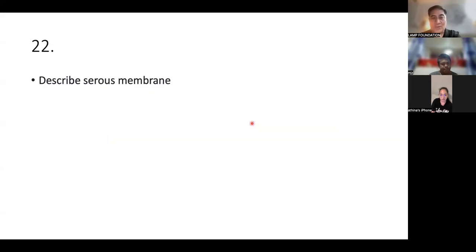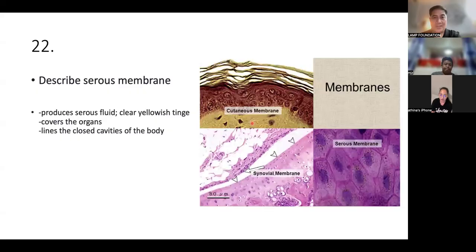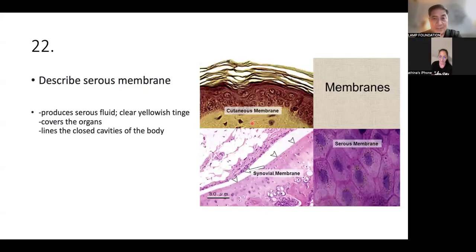Now, next we go to serous membrane. It produces serous fluid, which is clear with a yellowish tinge. It covers the organs and lines the closed cavities of the body. Great. So this is an example of the serous membrane, no? It produces fluid that is clear, yellowish, and it covers the organs. We also call this the serosa.